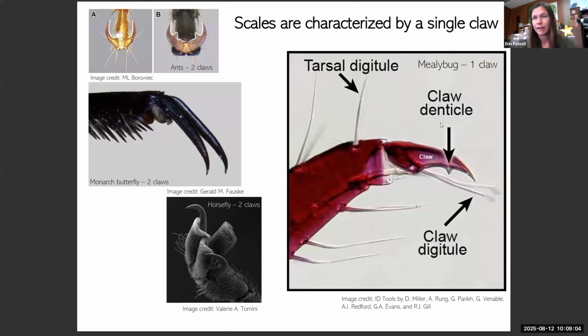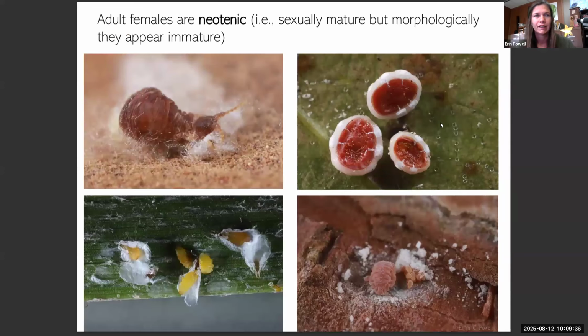Scale insects, among adult insects, are characterized by having a single claw. If you look on the left, you can see really high magnification images of ants or butterflies or horseflies, and you see that they have two claws at the end of their tarsus, or the foot, if you will. Scale insects will have a single claw there at the end. If we're looking under the microscope, this is one way that we can tell the difference. For instance, if we're really confused and wondering, is that an aphid or a mealybug, then this can be an interesting way to quickly figure that out.